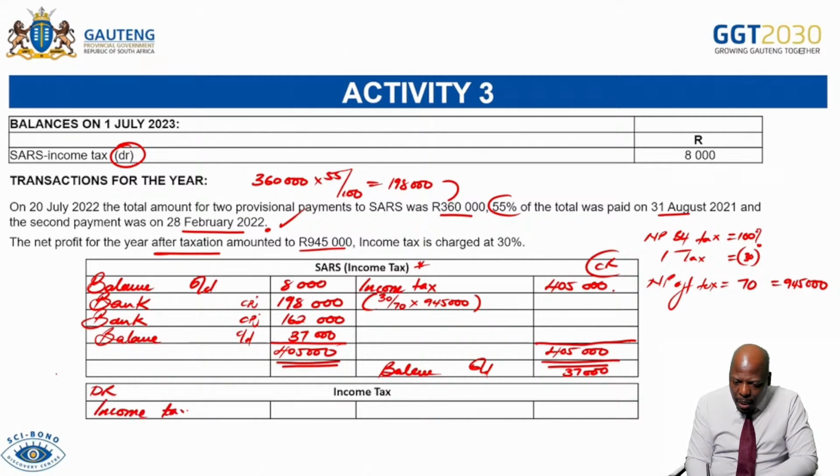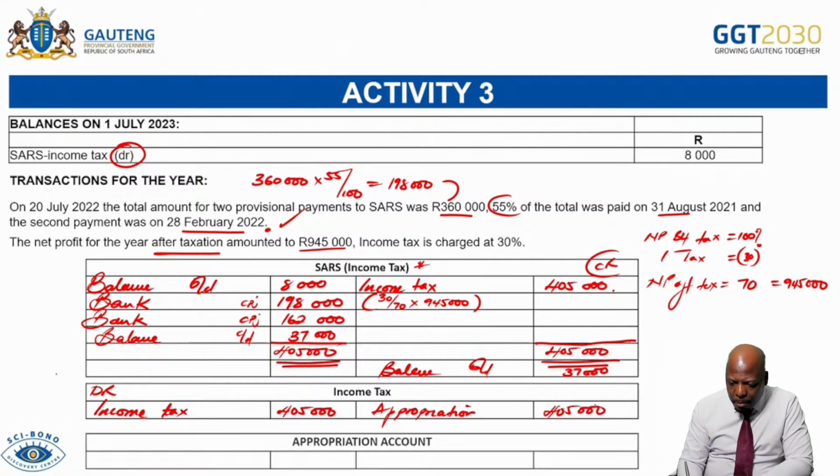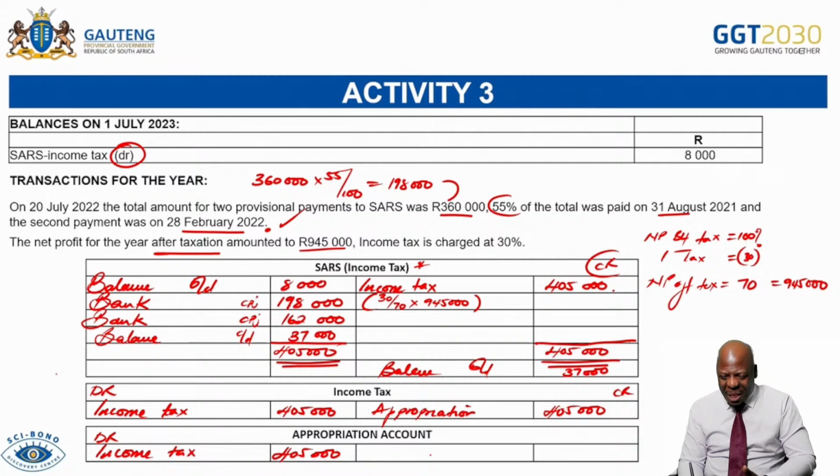I'm going to debit it with income tax of how much? Of 405,000. And then I'm going to close this account off to appropriation. Appropriation, 405,000. Then I now come to my appropriation account. And since in the income tax I've credited it with appropriation, that means in the appropriation, I'm going to debit it with income tax. And the amount is 405,000.